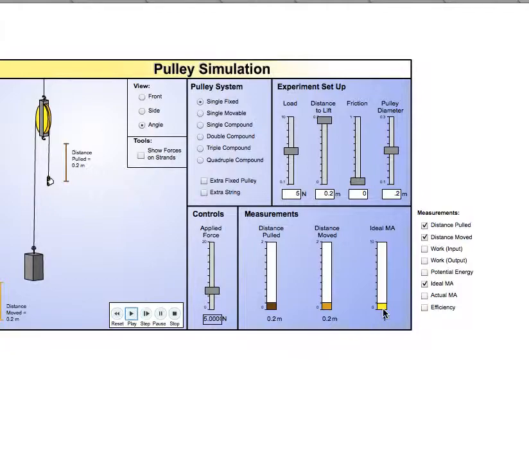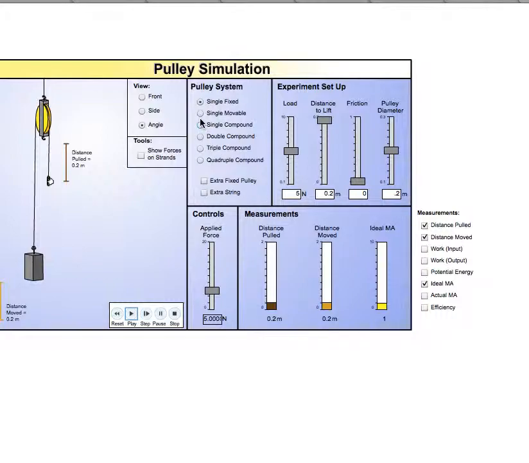Okay? Now remember, we also can do the input distance divided by output distance. So the distance pulled, the distance that I had to move it, was 0.2 meters, and the output distance, the distance that it moved, how high we were trying to move it, was 0.2. Divide the two of those, and we still get a mechanical advantage of 1. So this is using both of those formulas that you just practiced on the other problems.